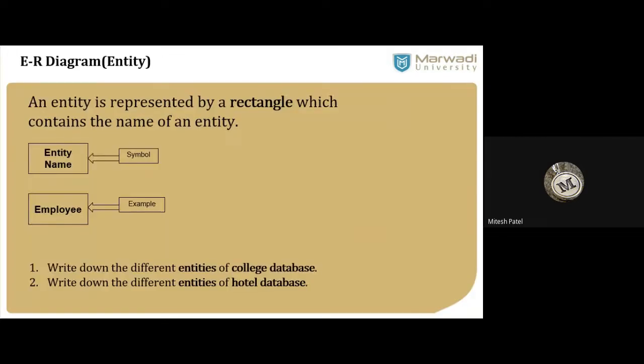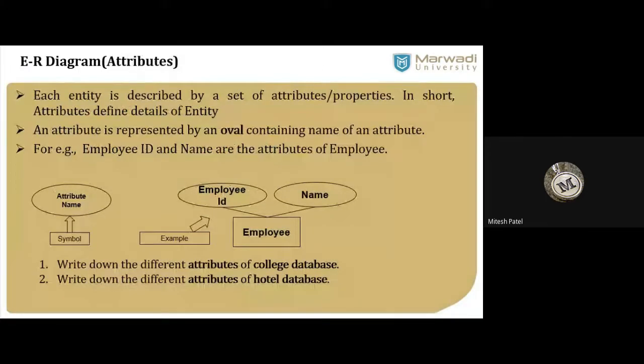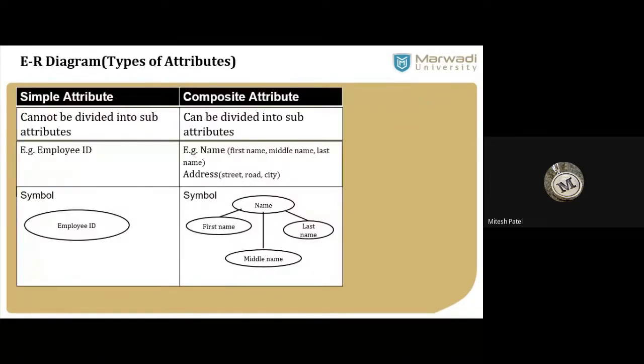Next we have seen the ER diagram. In the ER diagram, the first symbol is entity, which is represented as a rectangle. Then attribute, the second symbol, is an oval. There is a difference between oval and circle, so this is called an oval. Next, types of attributes: simple attributes and composite attributes. If we divide one attribute into multiple subparts, it is a composite attribute, and it is represented like this: name, first name, middle name, last name.